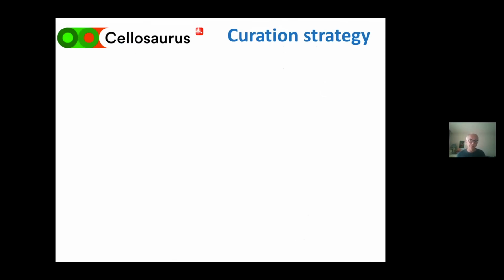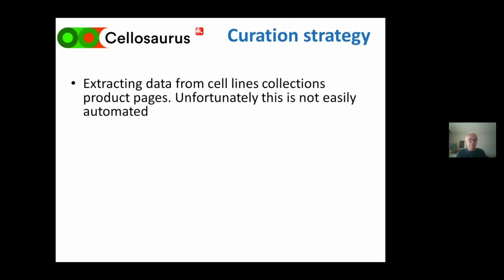This will be 2 slides. There are 4 parts to get data into Cellosaurus: extracting data from cell line collection product pages. And as I already told you, this is not easily automated because all of those pages are quite heterogeneous in nature, and they're often just web pages, HTML with information. So yes, you can scrape this data, but then you have to manually go through it one by one to try to find information.